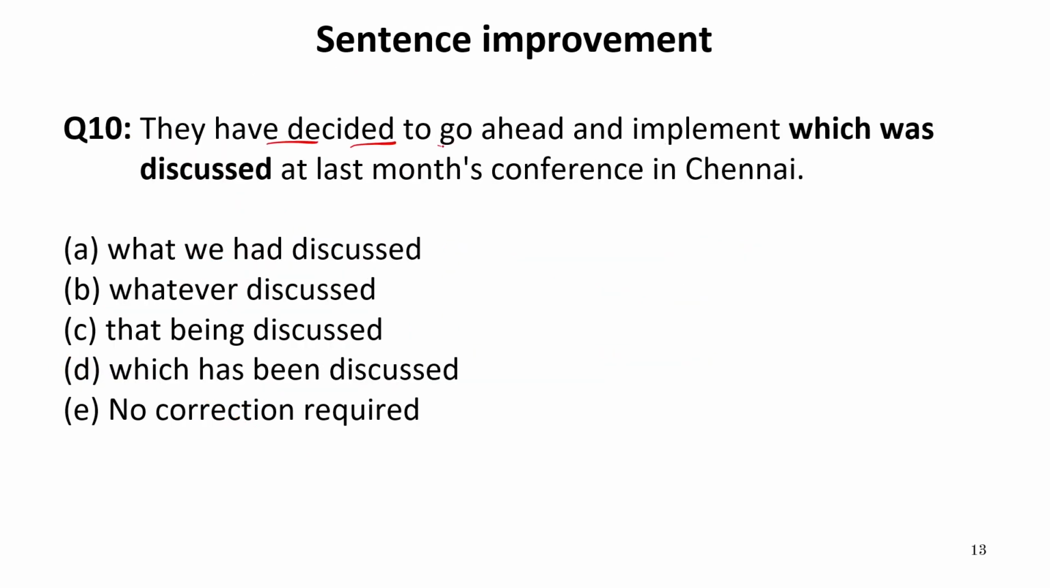They have decided to go ahead and implement which was discussed at the last month's conference in Chennai. So here we have talked about the last month's. When something is talked about there, we always use what, not which. The use of pronoun over here is incorrect. It should be what in place of which. Now, which should be replaced with what. But let us see the options.